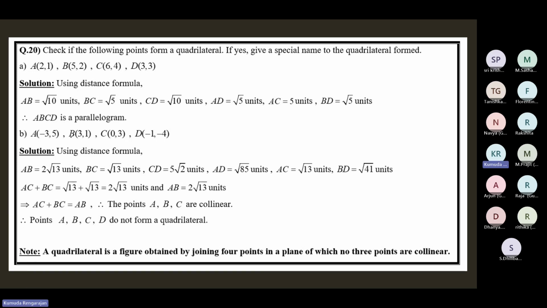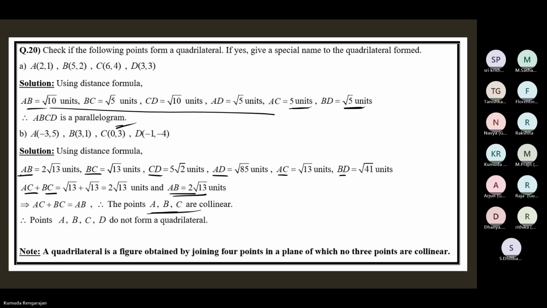So it's very simple. You just have to find the lengths of these line segments AB, BC, CD, AD, and the so-called diagonals AC and BD. And just observe the values. In the first one, you see that opposite sides are equal. So it's a parallelogram. Additionally, diagonals are also unequal, so it is a parallelogram. In the second one, you see that the sum of 2 line segments is equal to the third one. That means the points A, C, and B are collinear. So if 3 of the 4 points are collinear, no quadrilateral is formed.